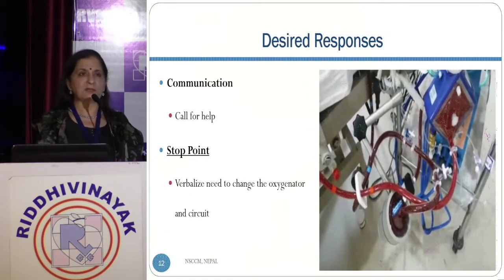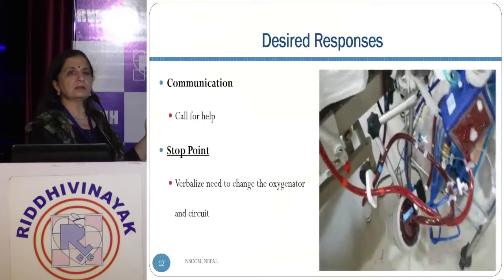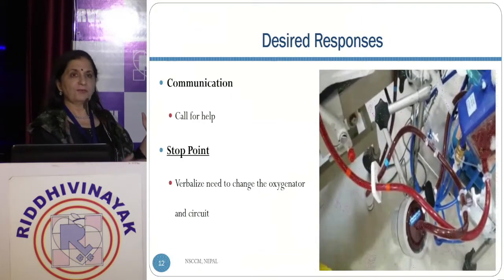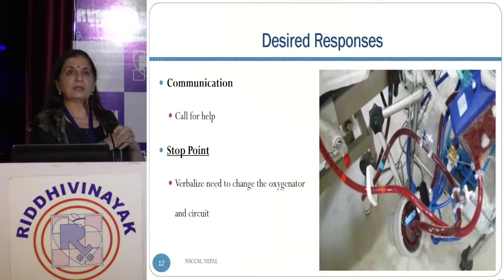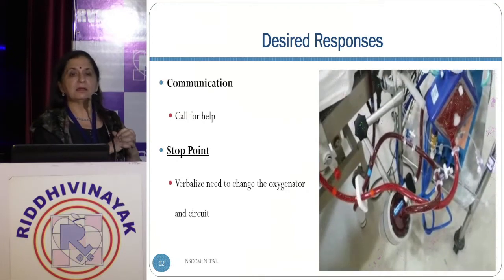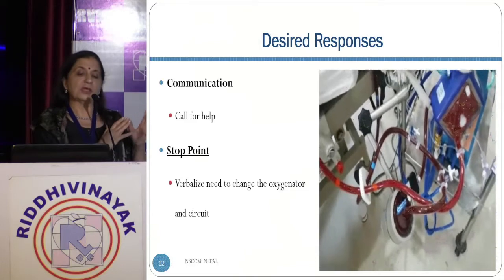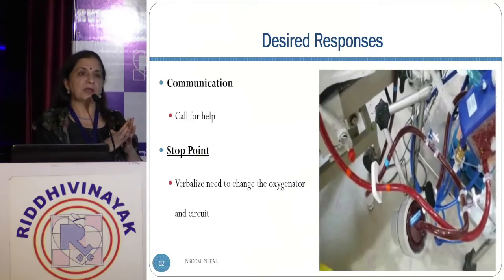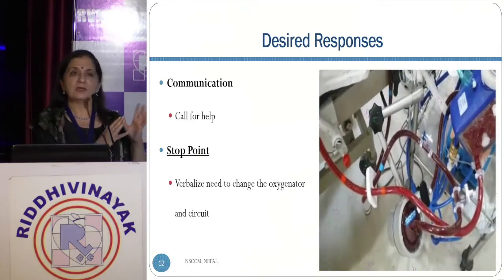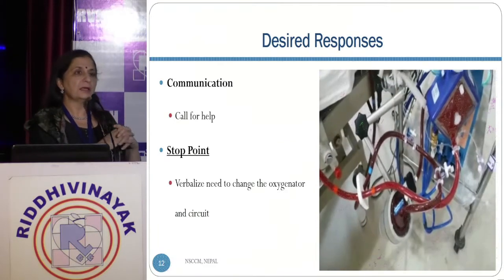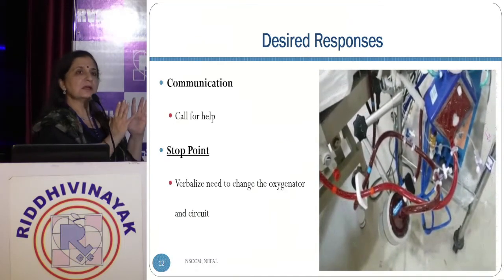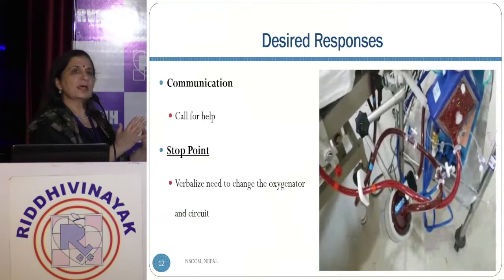Communicate and call for help. This is chattering that you see on your circuit. When you see excessive movement of the tubes, particularly the venous and arterial cannula tubes, you must verbalize to change the oxygenator and the circuit, because chattering is showing drainage insufficiency. And drainage insufficiency means there is a clot right at the inflow cannula.